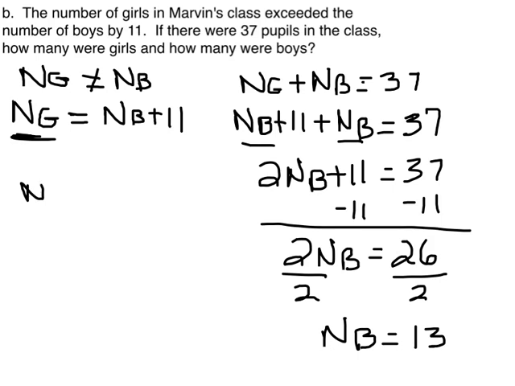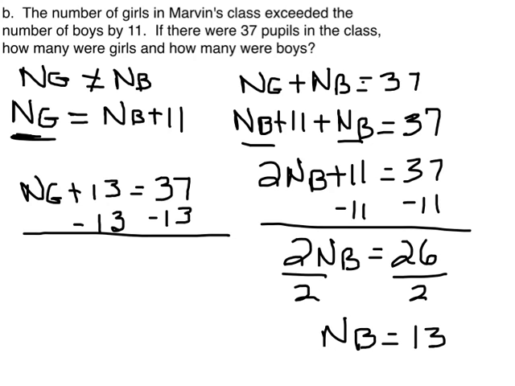So if the number of girls plus the number of boys, which we now know is 13, is equal to 37, how many girls are there? Well, I substituted in my 13 for the number of boys, and now I'm going to subtract 13 from both sides, and I'm left with the number of girls is equal to 24. And I can see that 24 plus 13 does indeed equal 37.